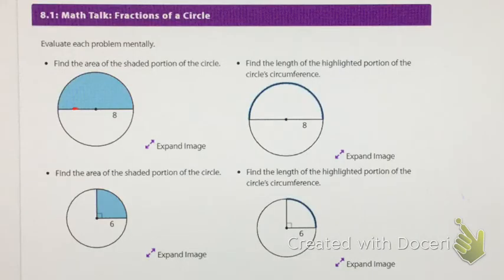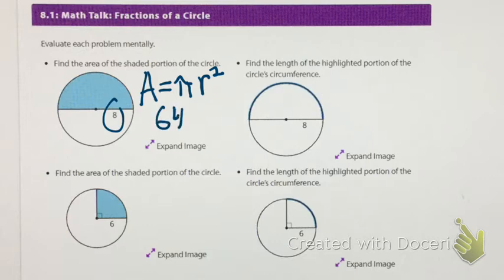Let's take a look. First things first. Mentally, take a look at this area here. Find the area of the shaded portion of the circle. Well, let's be mental about it, but let's actually be smart about this. The area of a circle is pi times the radius squared. So we can really just say that 8 squared right there, 64 pi.